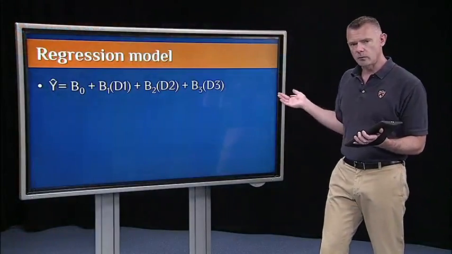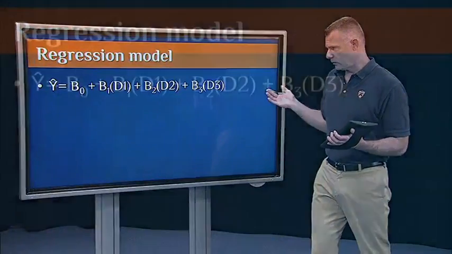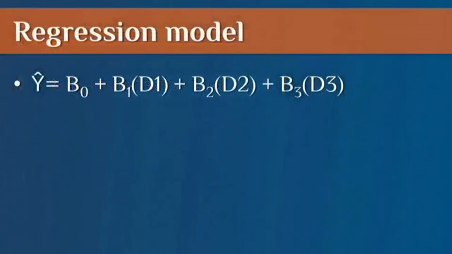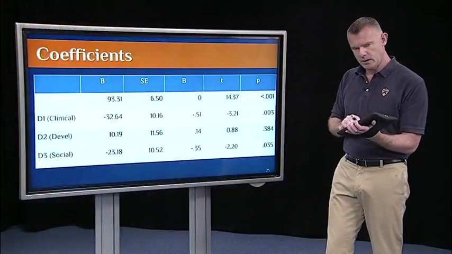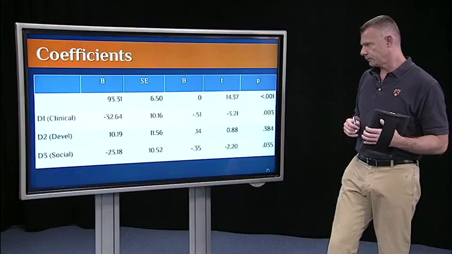So the regression model would look like this. We just put in the 3 dummy codes. So now we have 3 predictors. And this will allow us to look at all these pairwise comparisons between groups. And here's what the output looks like.